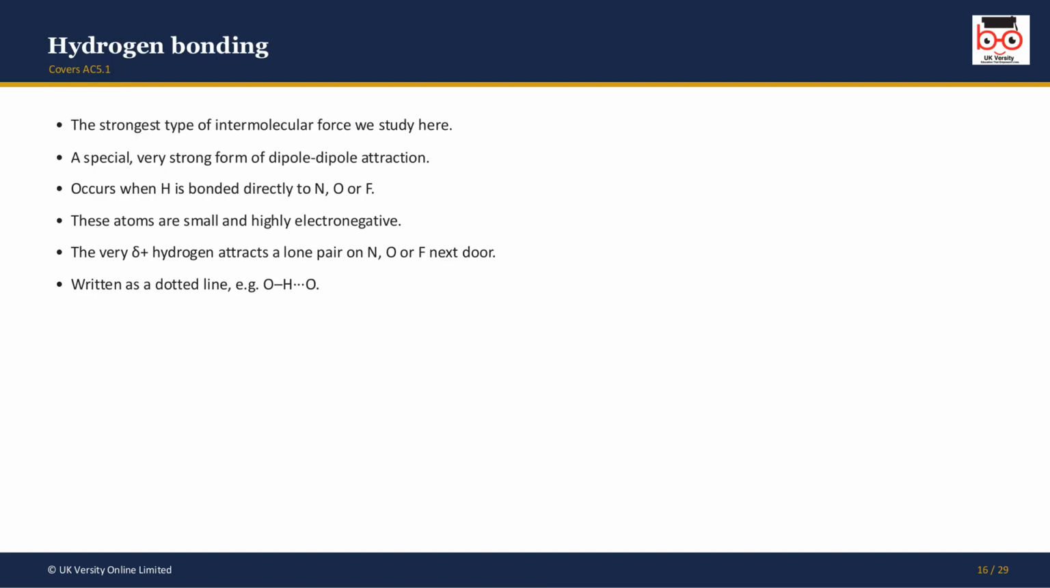Now, the strongest intermolecular force we study, hydrogen bonding. It's really a special, very strong form of dipole-dipole attraction. It occurs when hydrogen is bonded directly to nitrogen, oxygen, or fluorine, small, highly electronegative atoms. That leaves the hydrogen very strongly delta plus, and it's attracted to a lone pair on a nitrogen, oxygen, or fluorine on a neighboring molecule. We show it as a dotted line, for example, oxygen-hydrogen, dotted line to oxygen.